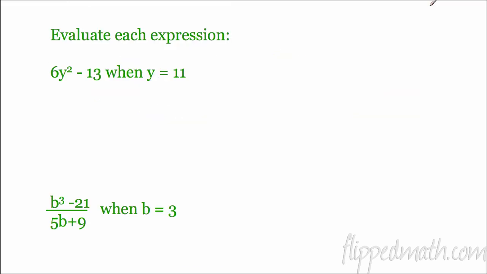There you have it. All right, let's evaluate. So we're going to combine the two. We're going to simplify after we plug in. So this is 6 times, what is y? I'm going to plug in 11 squared minus 13. So now I have GEMDAS. I have subtraction, I have an exponent, and I have multiply.